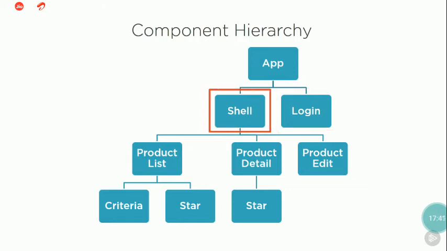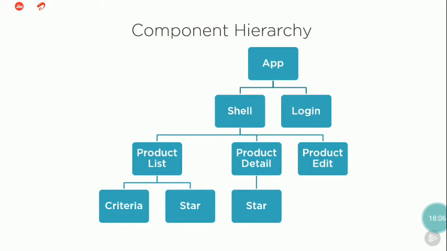The shell component contains another router outlet. In that outlet, we route to the product list, product detail, or product edit components. The product list component contains both the criteria and star child components, and the product detail component contains the star child component. So this is a simple view of our component hierarchy.